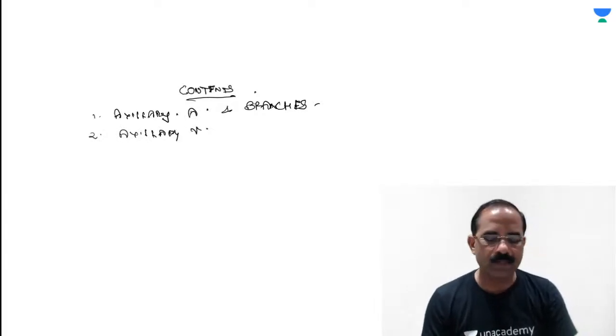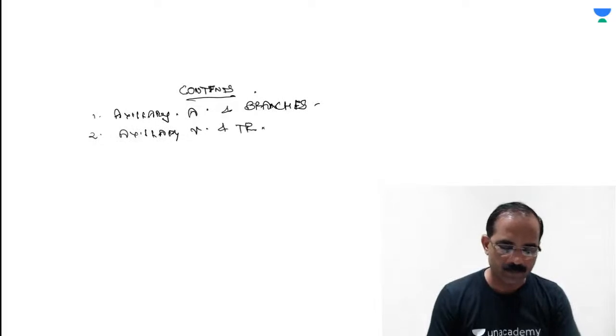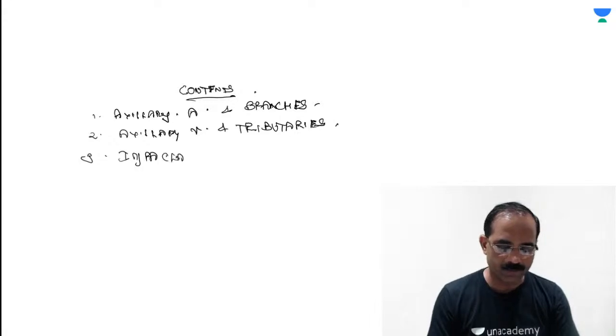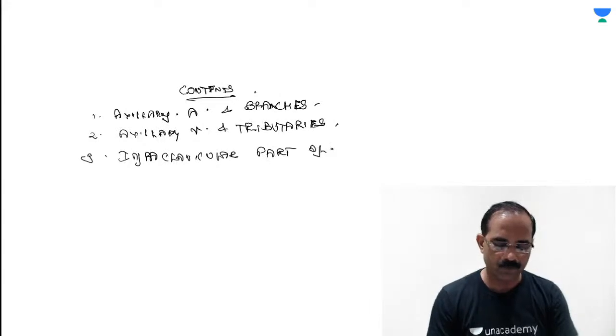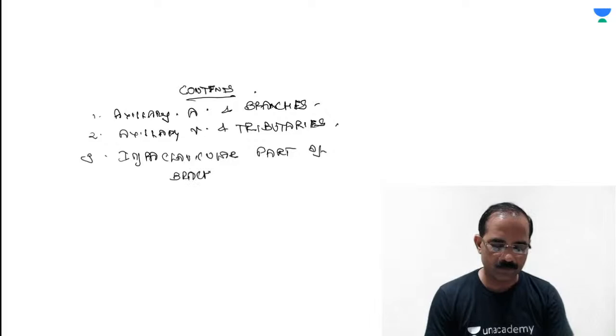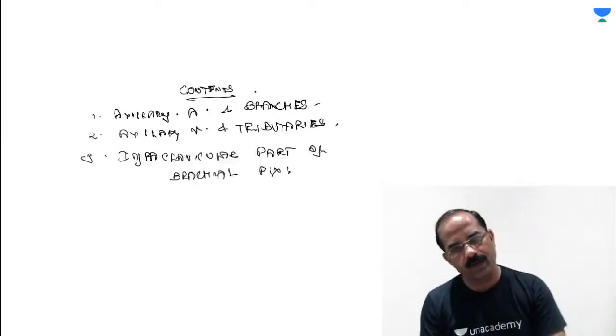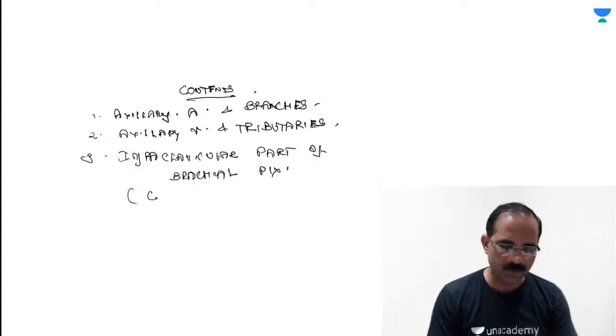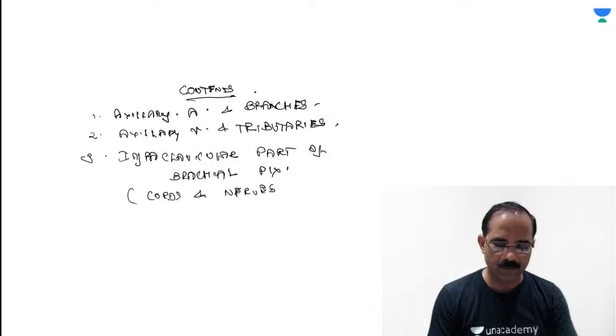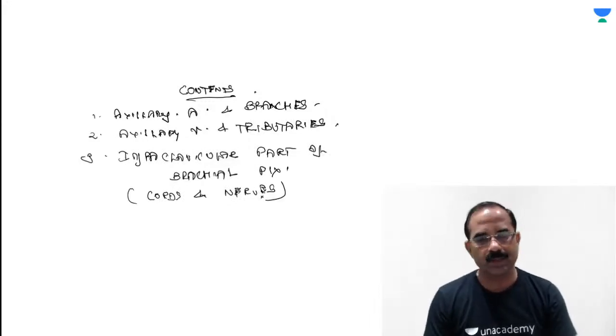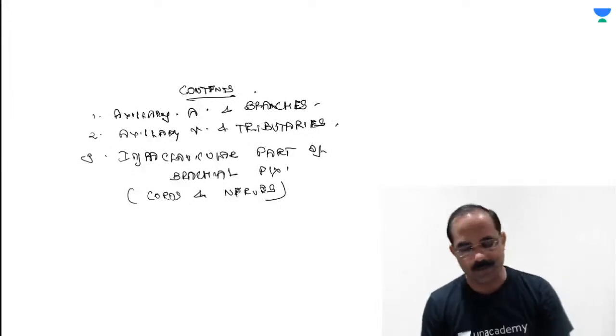Axillary artery and its branches, axillary vein and tributaries. Infraclavicular part of the brachial plexus. And what is this made up of? Cords and the nerves. The infraclavicular part of the brachial plexus is made up of the cords and the nerves.